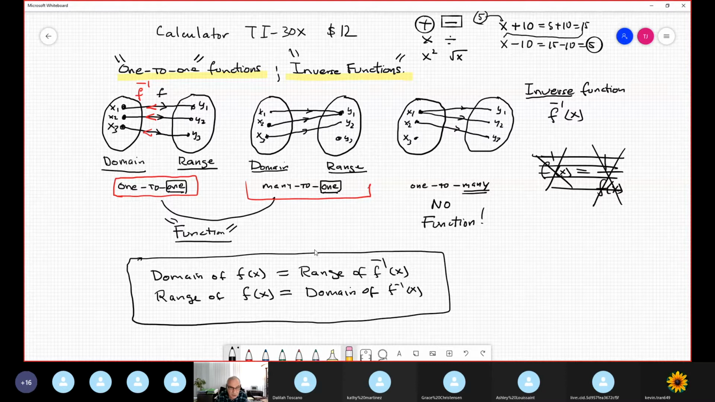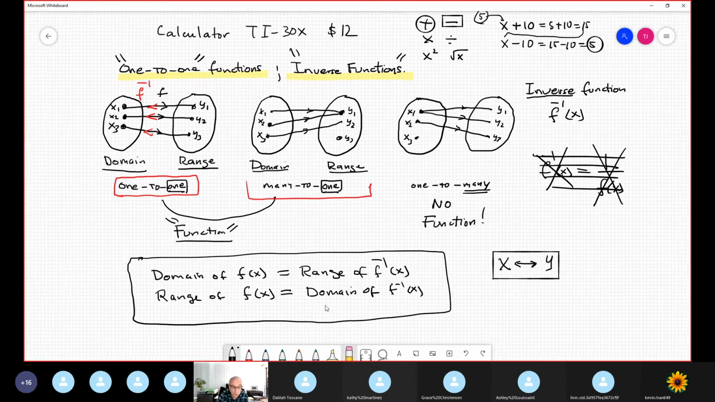So, one easy way to understand what we are doing, guys, is to interchange x and y, like that. Interchange x and y. If you want to find the inverse function, you interchange x and y. I'll bring some example to this. But first of all, how do you know?